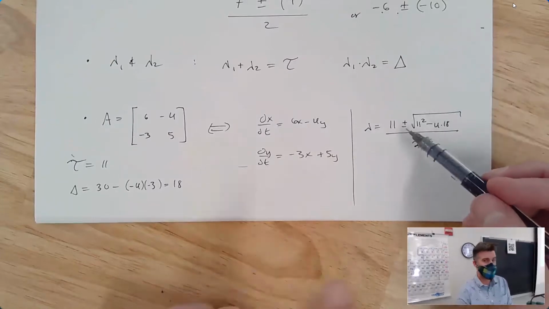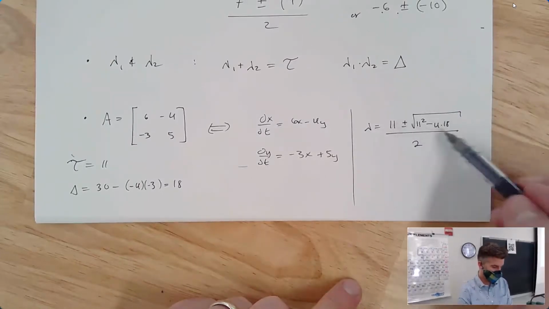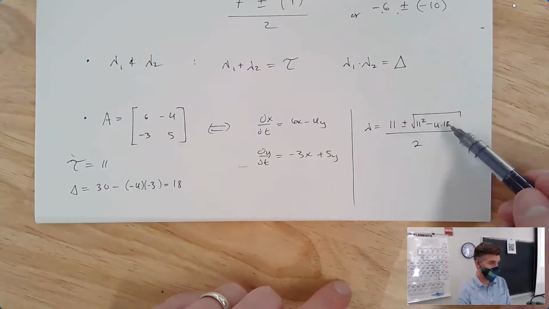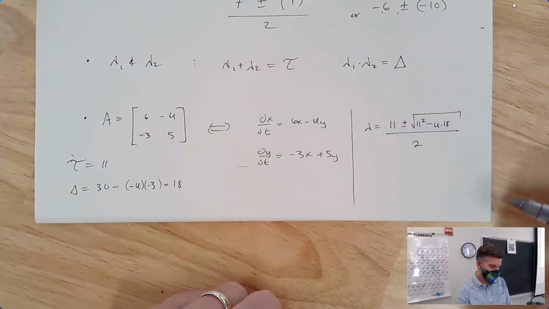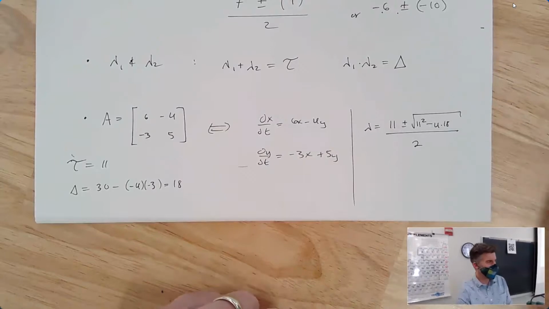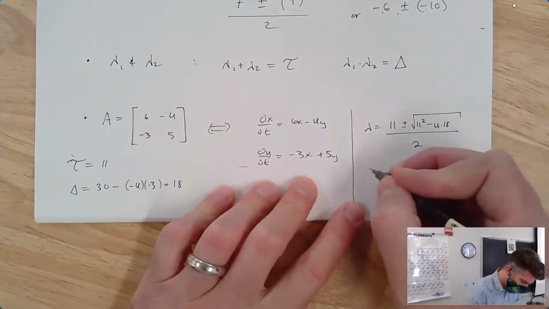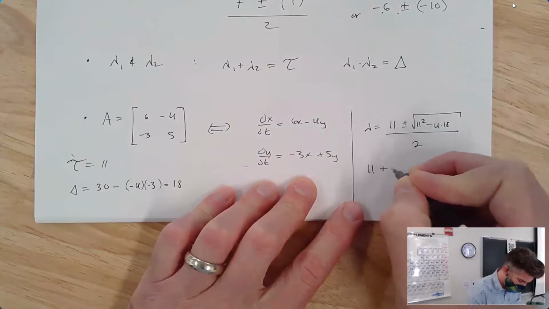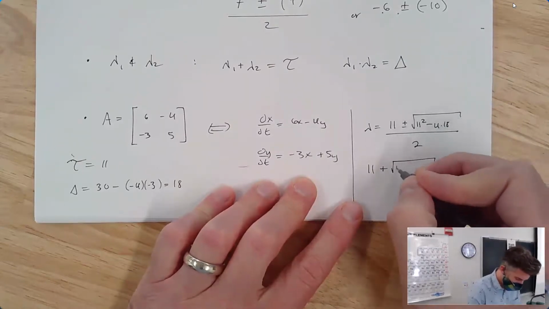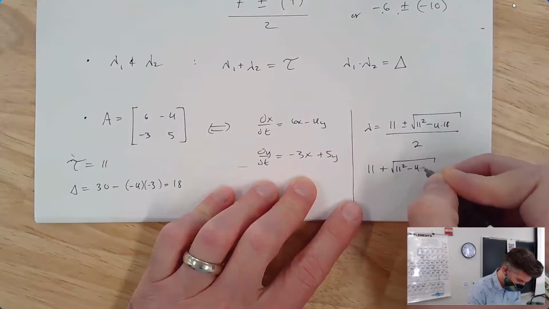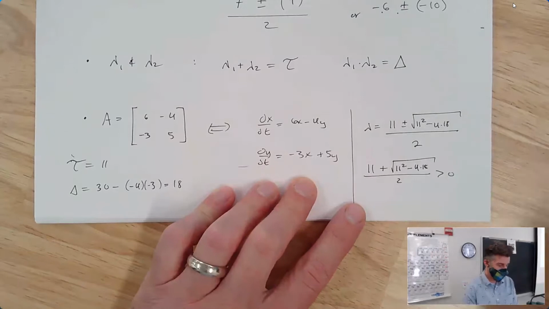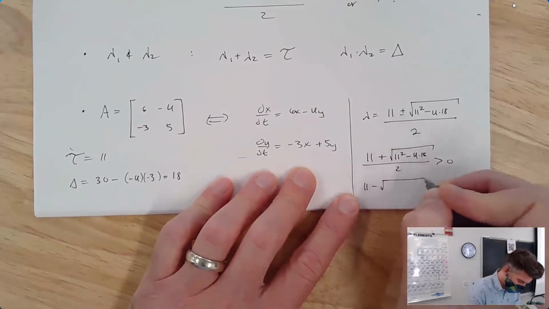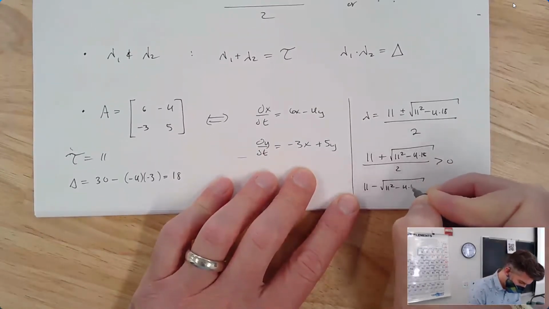They're definitely not going to be both negative because 11 plus some number is going to be positive. What about 11 minus this number? It could be negative, but it could be positive. How could I tell? Well, check this out. If I've got 11, okay, we know 11 plus the square root of 11 squared minus 4 times 18, over 2, that's definitely positive. But 11 minus the square root of 11 squared minus 4 times 18.